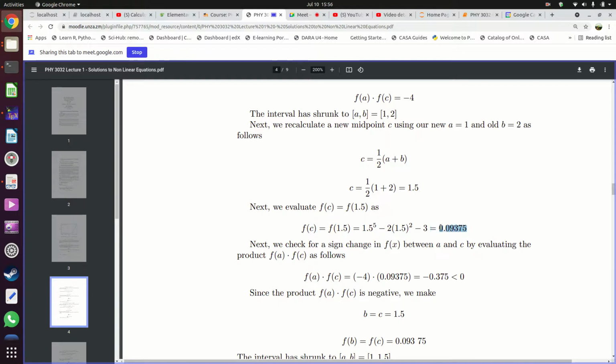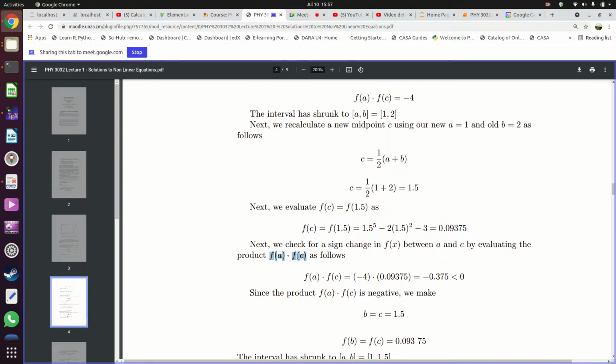This is a positive value. f of A, remember this bit here, the dot is supposed to be an equal sign. So f of A is equal to f of C previously, which is equal to minus 4. So here, after we find our f of C, we multiply f of A, which is minus 4, and f of C, which is what you have here. So you're going to end up with f of A multiplied by f of C.